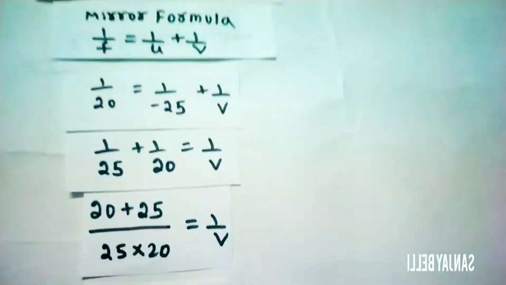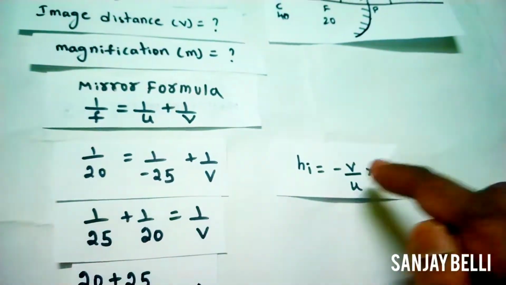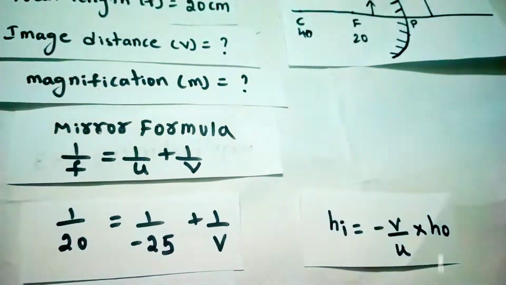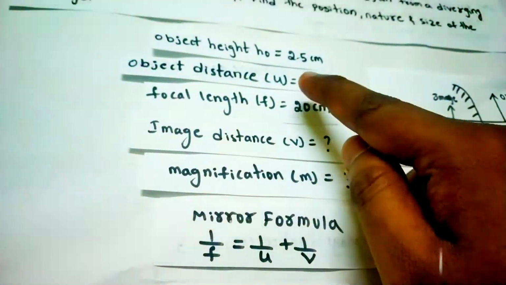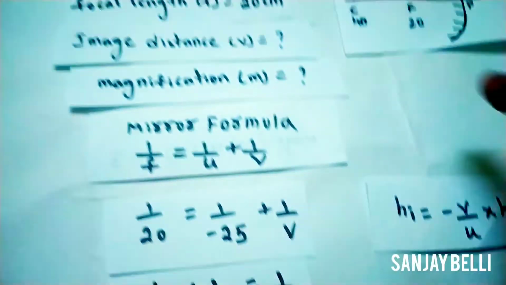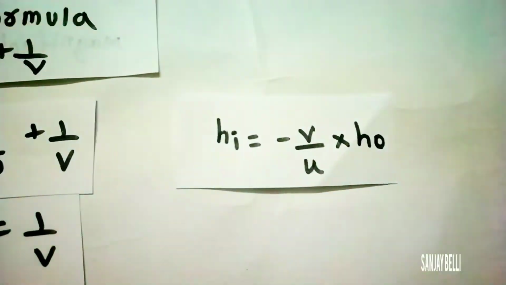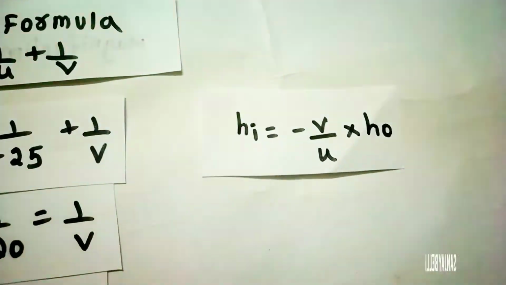Now we have to find the magnification. The formula for magnification is HI equals minus V by U into H naught. Why did I take this formula? We can take this also, minus V by U, but in your problem the object height is given as 2.5 centimeters, so I am taking HI equals minus V by U into H naught. Substitute the values of V, U and H naught.